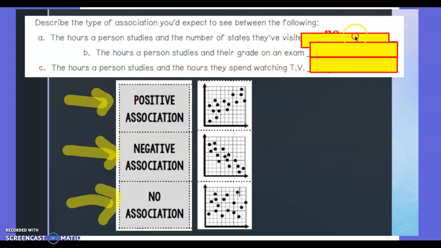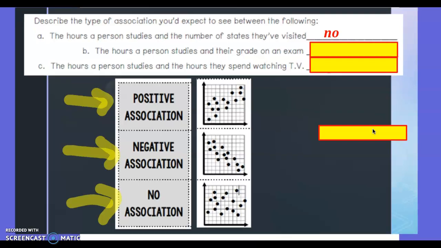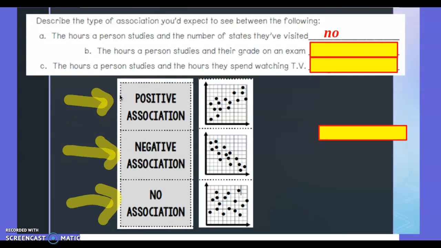Well, if you said that there's no association, then you are right. The number of hours a person studies has no effect on how many states they visit. They could study not at all and visit 50 states, or they could study hours and hours and visit no states. It really doesn't matter. Now let's look at letter B. Letter B says the hours a person studies and their grade on an exam. So let's think about if this was a positive association. Do you think that as the number of hours a person studies increases, their grade on an exam will increase? If so, that would be positive. Or do you think if the number of hours a person studies increases, their grade will decrease? If so, that would be negative.